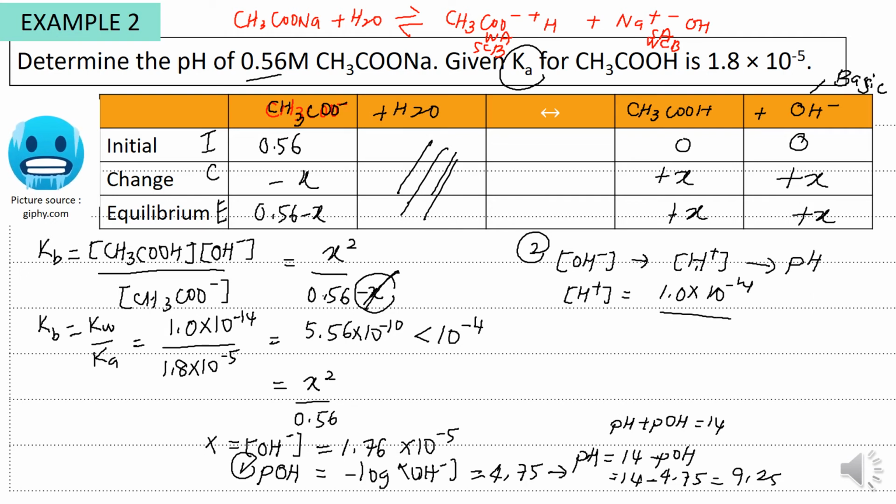So you will get the hydrogen ion as 5.68 times 10 to the power of negative 10. Then pH will be negative log of the hydrogen ion concentration. So you insert this value, and you get the same answer, 9.25.